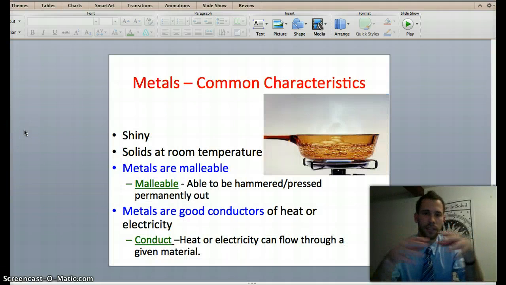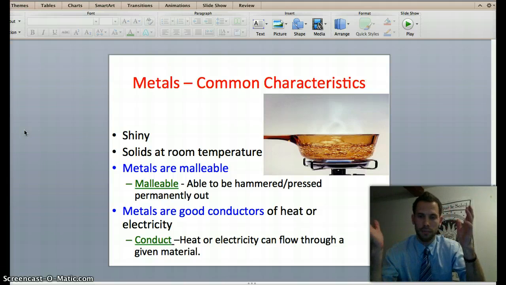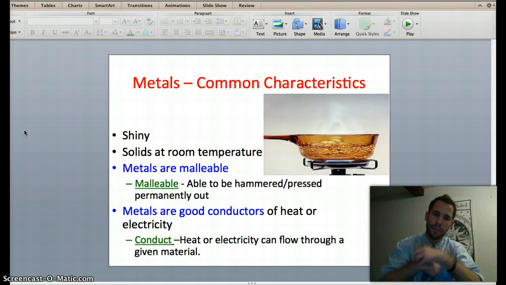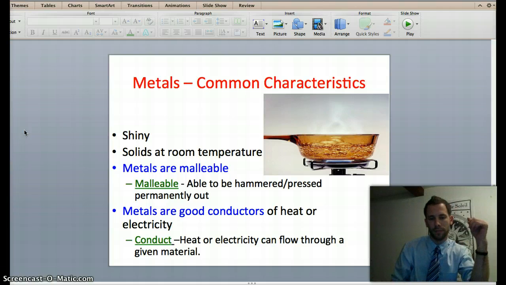Here's some common characteristics of metals. Metals are shiny. Just look at any fork. They're solid, like I said. And they're malleable. You can bend them, press them, and they'll permanently stay in that position. They're also really good conductors of heat and electricity.